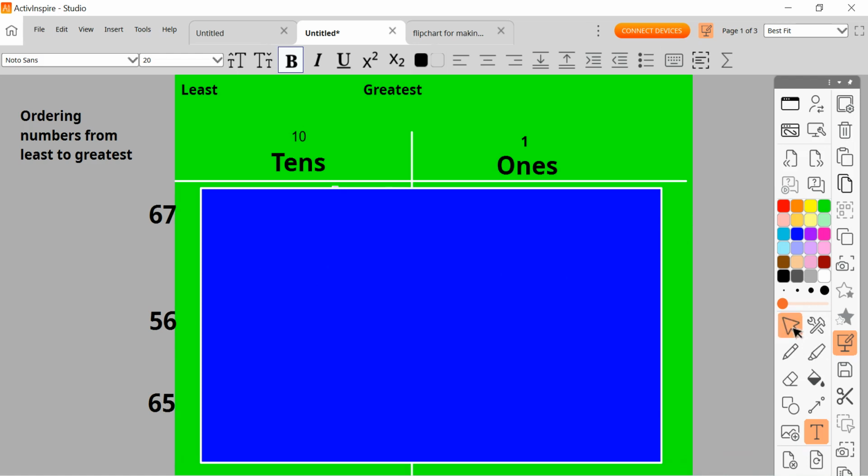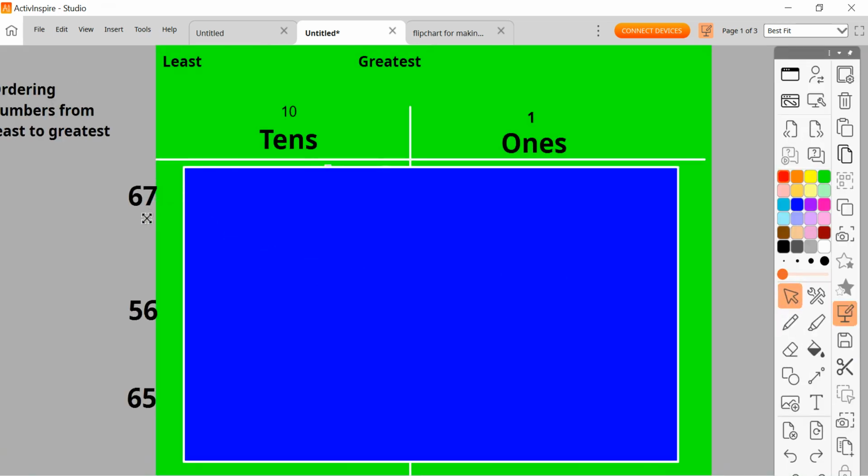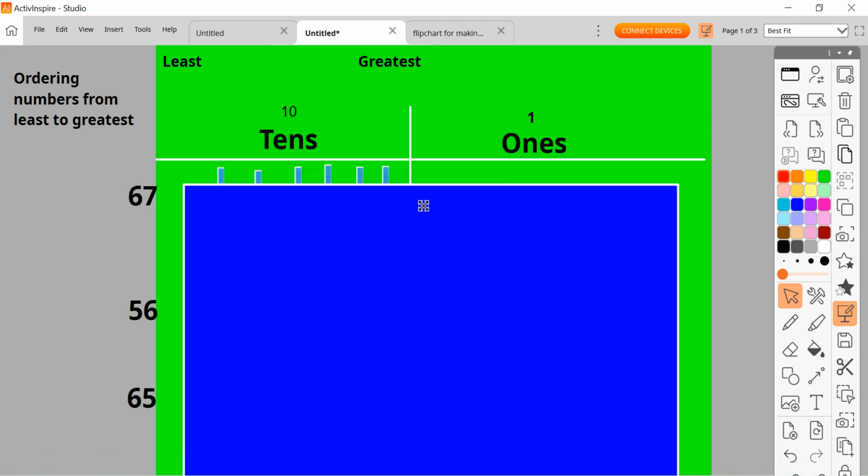Our first step: we want to work with the numbers 67, 56, and 65. We are going to order these numbers from least, which is the smallest, to greatest, which is the largest value. To start, we're going to look at 67 and build our number. If you have your base 10 blocks with you, you can build the numbers as well so that you can compare them. Make sure you're using your mat as well.